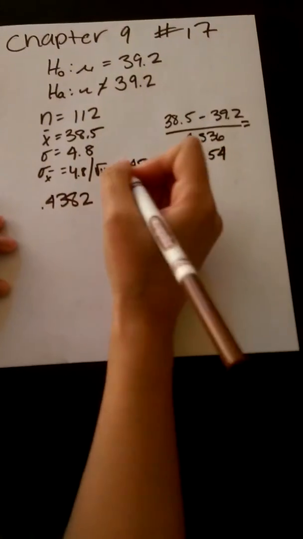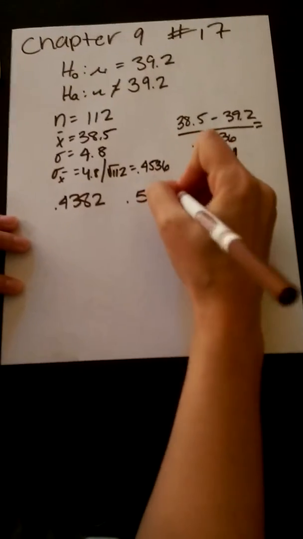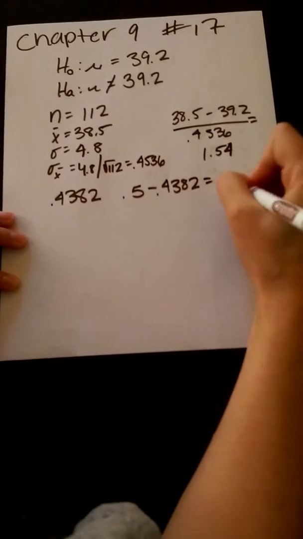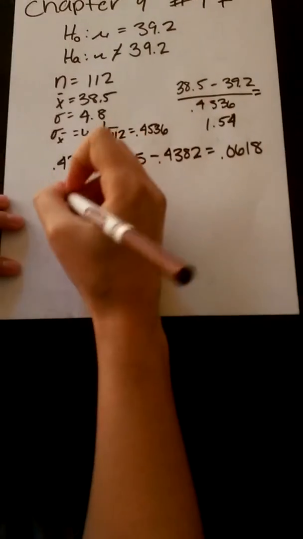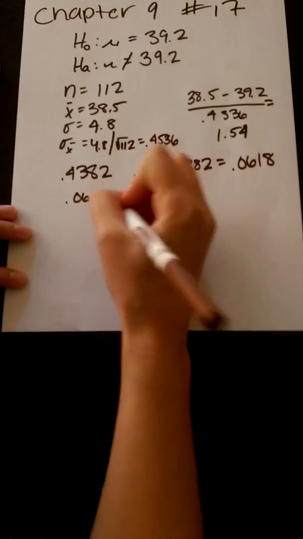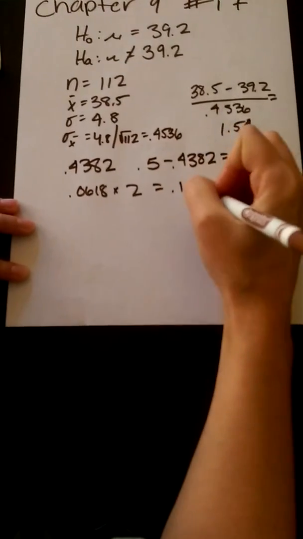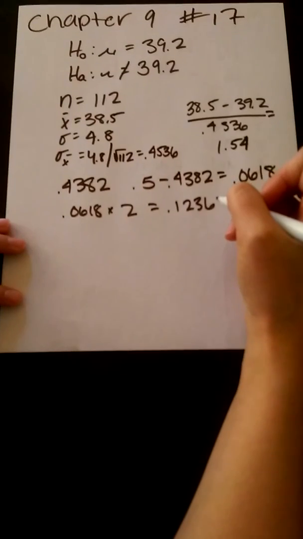So we're going to look up the z-score, and with that we find 0.4382, and then we need to subtract that from 0.5, and that comes out to 0.0618. And since this is two-tailed, since we want to know anything below or above, we need to multiply that by 2. And with that we get 0.1236.